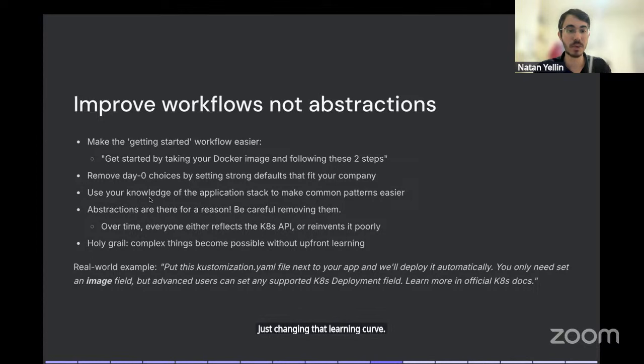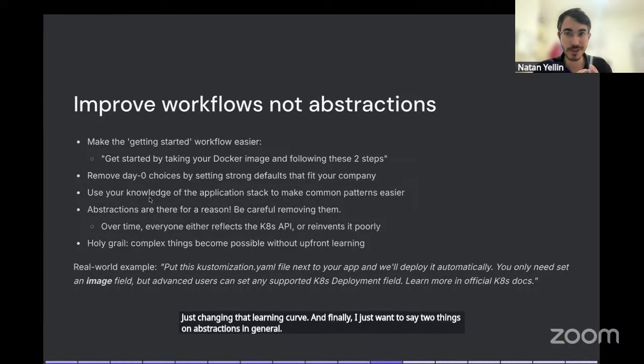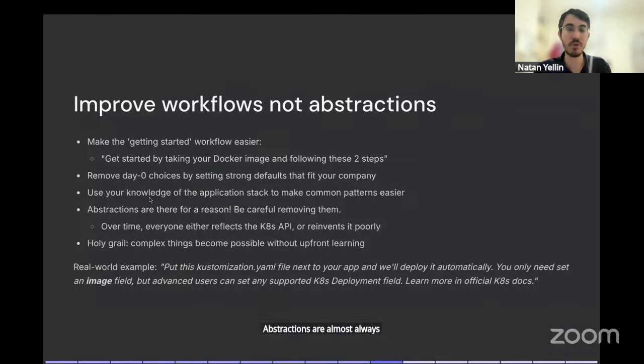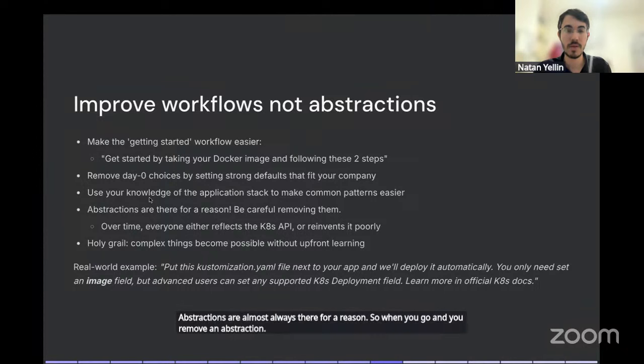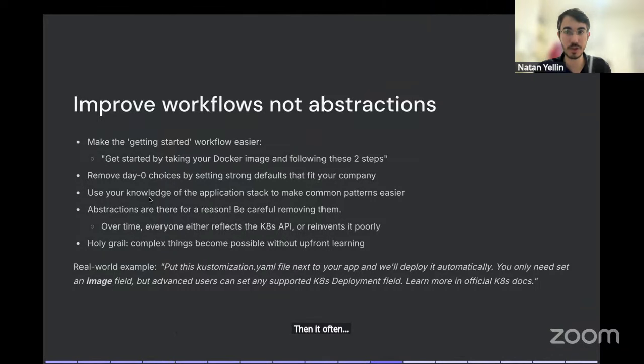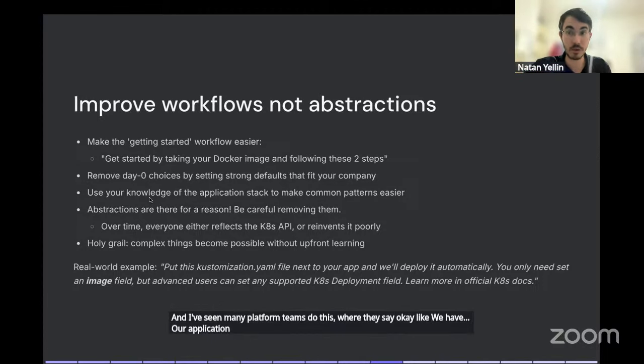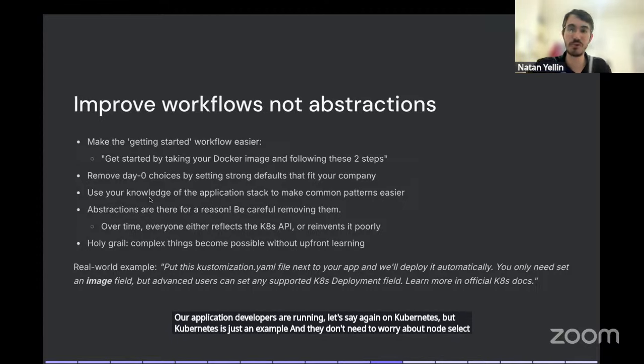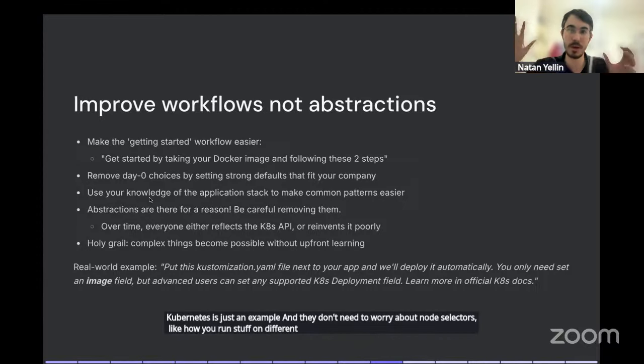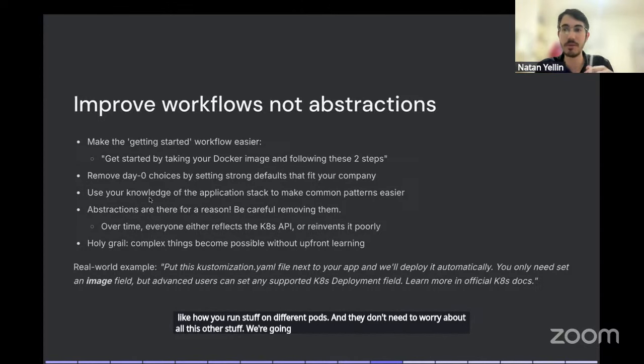And finally, I just want to say two things on abstractions in general. Abstractions are almost always there for a reason. So when you remove an abstraction, it often bites you later down the road. I've seen many platform teams do this, where they say: our application developers are running, let's say again on Kubernetes, but Kubernetes is just an example, and they don't need to worry about node selectors or how you run stuff on different pods, or all this other stuff. We're going to simplify it away. We're going to get rid of that abstraction. We're going to do a new abstraction that doesn't have any of those options.